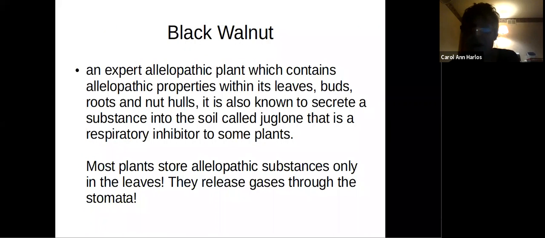Let's look at black walnut first, because this is the mother lode of allelopathy, okay? It has properties in its leaves, its buds, its roots, its nut hulls, and it also secretes juglone into the soil. So it's a respiratory inhibitor for some, but not all plants. Now, most plants store these substances only in their leaves, and they release gases through the stomata. Now, you may have noticed this in the wild. You may have also noticed this in your garden.